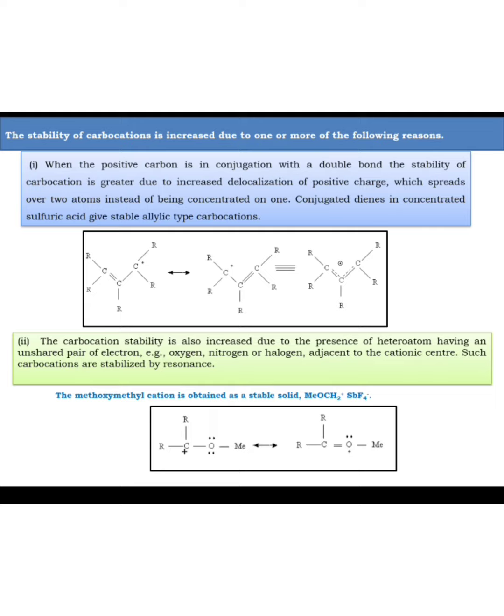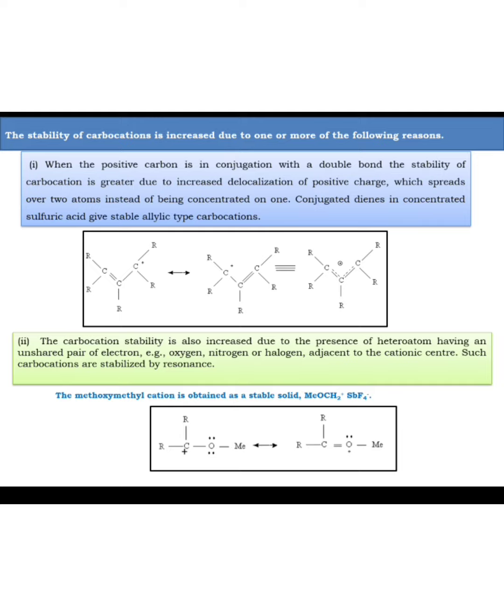Also, the carbocation is stabilized by conjugation of double bonds. If a greater number of double bonds is present in the carbocation, because of delocalization, it also becomes more stable. I have given one example here. And then again, the carbocation is also stabilized by the presence of heteroatoms like oxygen, nitrogen and halogen, which are adjacent to the carbocation, that is the carbon bearing the plus charge. Here I have given one example.